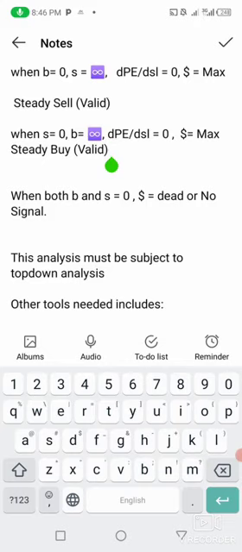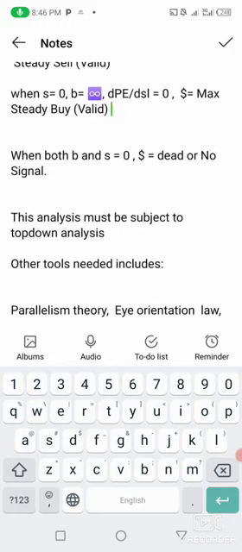Then when the sell signal is 0, the buy signal is going to be infinity, and the PED/SL is going to be 0. You have to make sure that the PED/SL is 0. Then the signal function will be equal to maximum steady buy valid. So it's going to be valid. Then when both the buy signal and the sell signal are equal to 0, the signal function is set to dead or no signal.